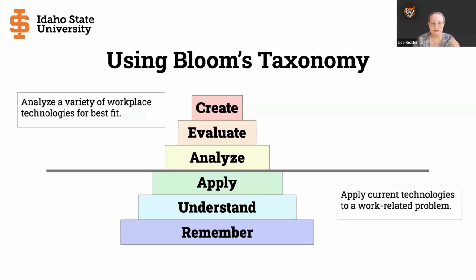An example here would be if I really want students to be able to analyze a variety of workplace technologies for best fit, that's my course level objective. In one of my modules, I'm going to have them apply a current technology to a specific work-related problem as practice. That would be the focus there, so that then they can move up to the level to be able to analyze a variety of workplace technologies and a variety of work-related problems that the technology might solve. So you can see the smaller discrete piece is a scaffolding piece, a step up towards that course level objective.